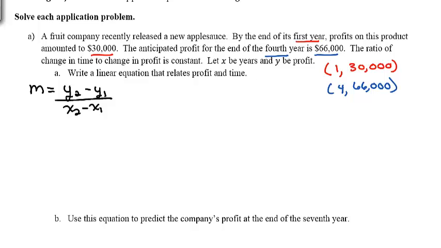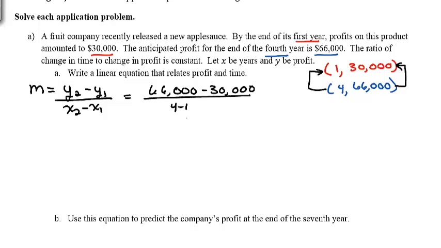So now we're going to calculate our slope. We're going to take 66,000 minus 30,000 and divide that by 4 minus 1. And 66,000 minus 30,000 is 36,000, and 4 minus 1 is 3. And so we have 12,000 for a slope.